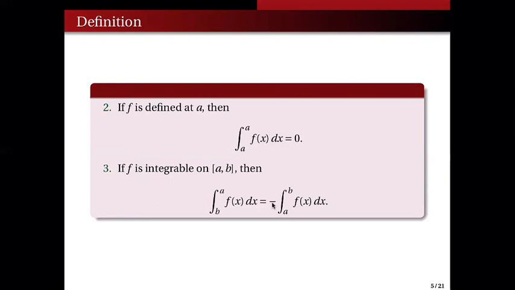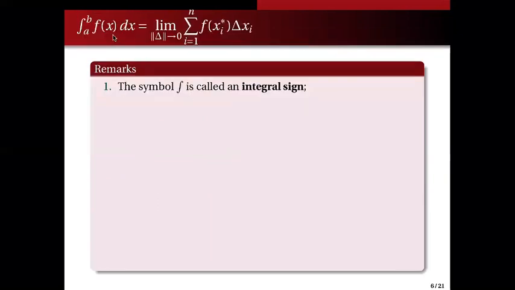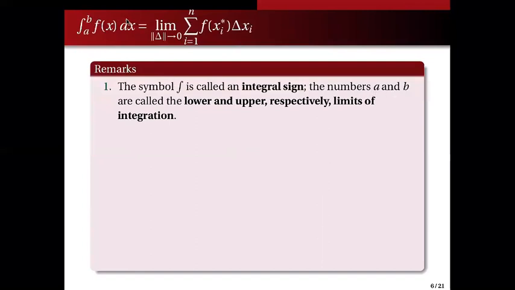Now, let us discuss more about this definite integral. This symbol that you see here is called the integral sign. The numbers a and b are called the lower and upper limits of integration, respectively. Lower is the one below here, upper is the one above here. So the lower limit of integration here is a, and the upper limit of integration is b.